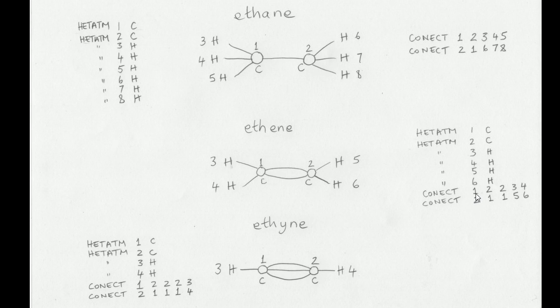I've done the CONECT records for the two carbon atoms. The first carbon atom is connected to atom 2, 3 and 4. It's connected to atom 2 twice to represent the double bond, just as the second carbon atom is connected to atom 1 twice to represent the double bond.